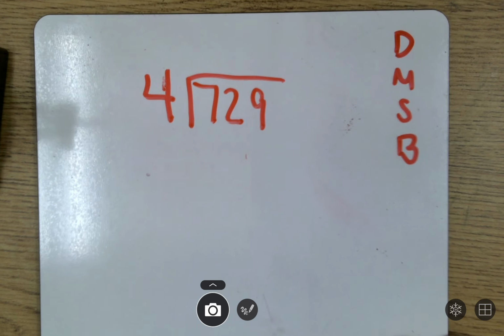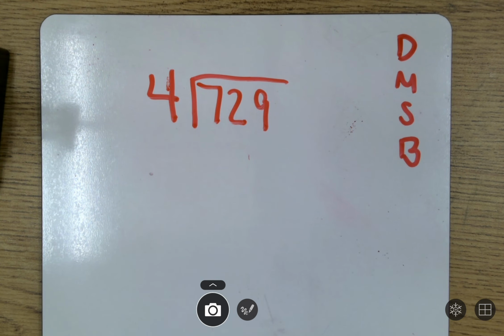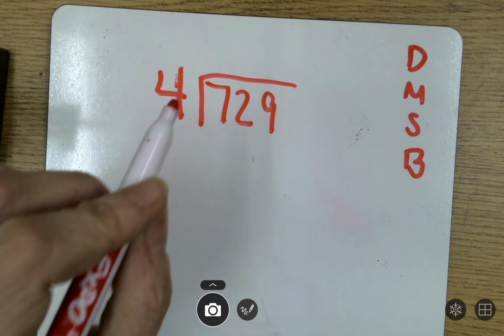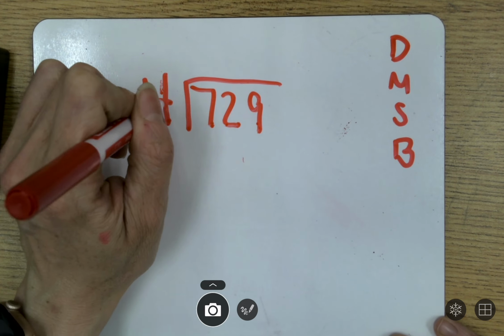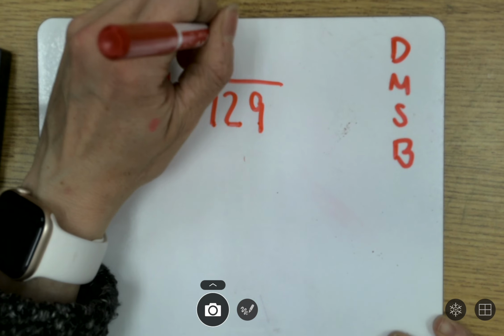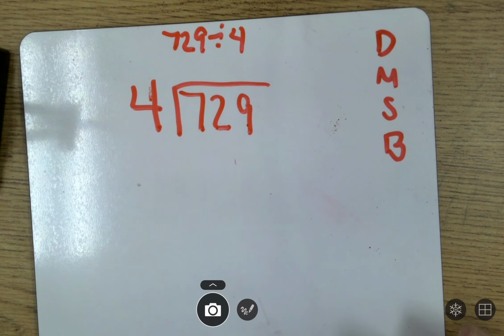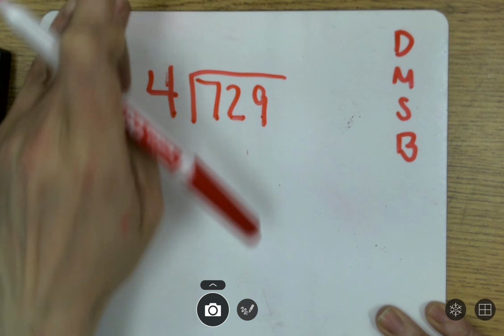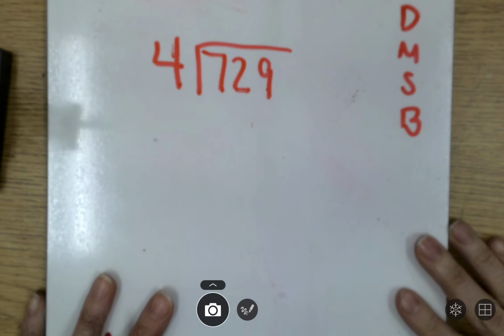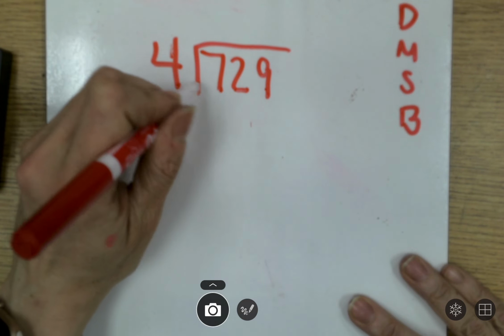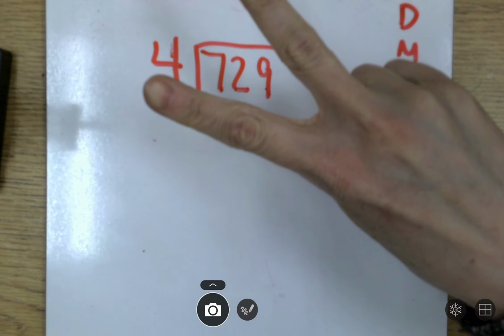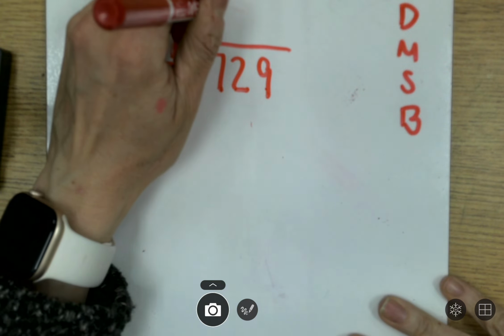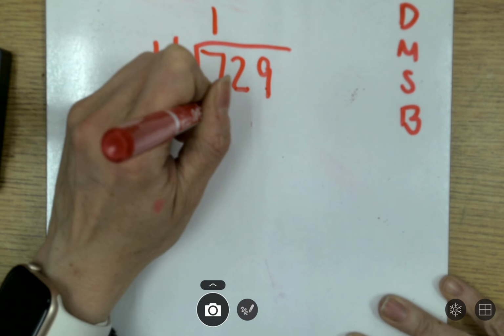Alrighty, welcome back. I hope you wrote it this way. Let's solve. First step, remember this is 729 divided by 4, so it's the same thing, okay? Just written a different way, makes it easier for us to solve it. So let's ask ourselves, does 4 go into 7? Yes. How many times? 4, 8, too many. 1. 4 times 1 is 4.